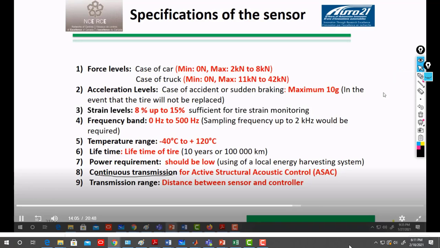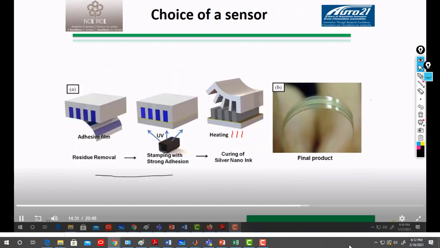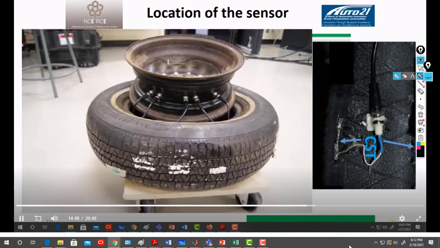Next is to choose the sensor and what type of sensor we will use based on the specification. Based on those specifications, we have chosen a sensor developed at Simon Fraser University by Prof. Woo Soo Kim and his team. Prof. Woo Soo Kim claimed in his paper to have developed a capacitive strain sensor for harsh environment use, like in a tire environment. That capacitive strain transducer is now embedded from behind on the tread area.